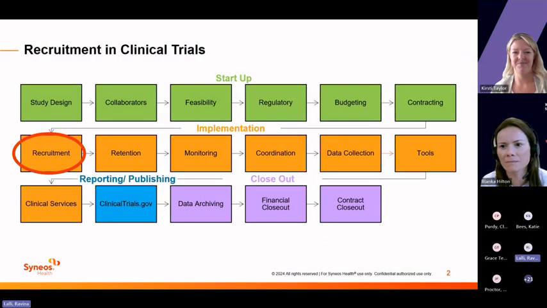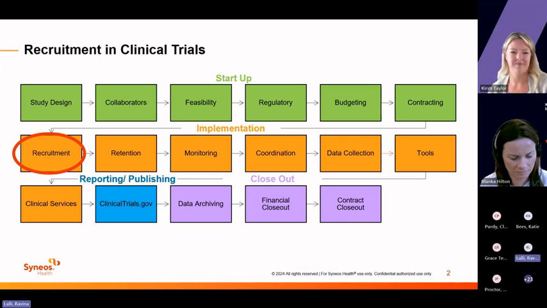So first and foremost, it is vital to understand the relevance and importance of recruitment in developing novel treatments. Drug development timelines are quite time-consuming and costly, and they can cost anywhere up to $2 billion US and take up to 10 to 15 years. All new drugs, treatments, and vaccines must undergo testing in human participants through clinical trials, and there are various processes as seen on the slide, from startup to implementation to closeout.